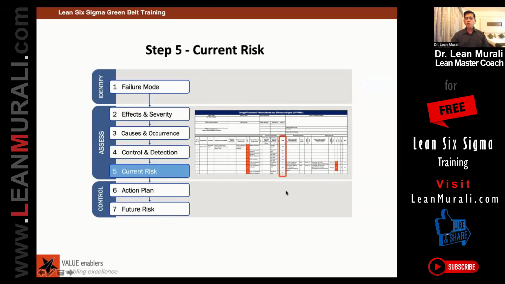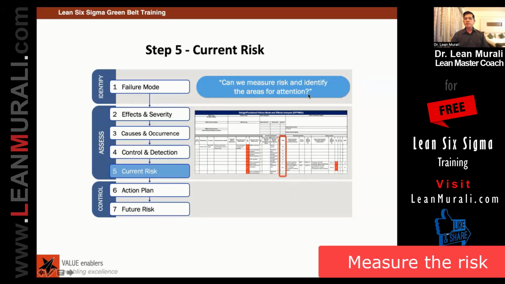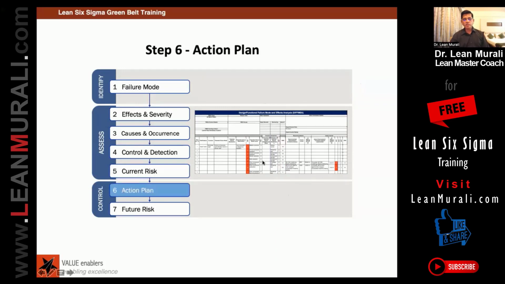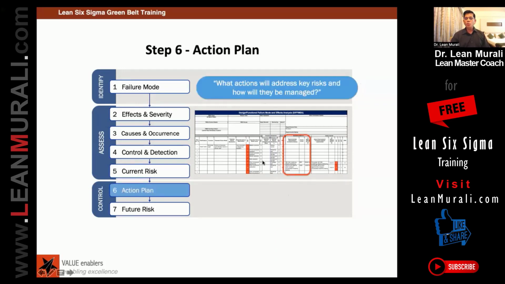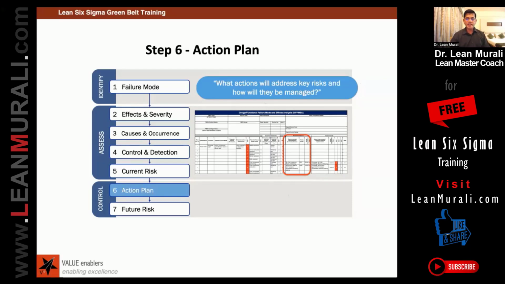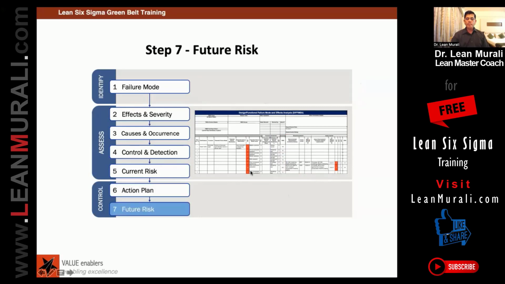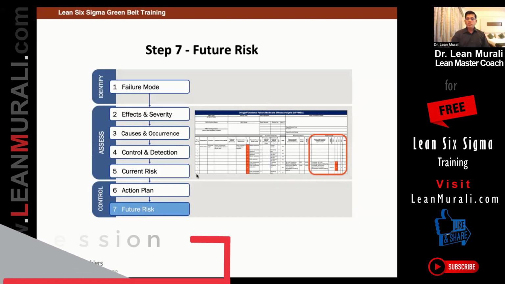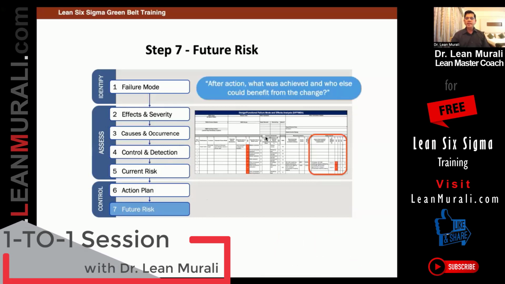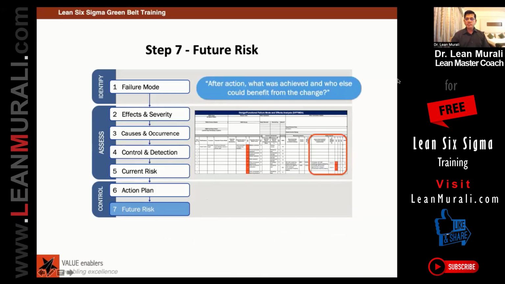And we know the current risk. Can we measure the risk and identify areas for attention? So severity into occurrence into detection, and then finally, we come to action plans. And the question we ask is, what action will address the key risks and how will they be managed? Then after you implement this, you have to calculate the future risk also. So if the 7 steps are clear, we will of course share an example to go into the detail. So after the action, what was achieved and who else could benefit from this change?